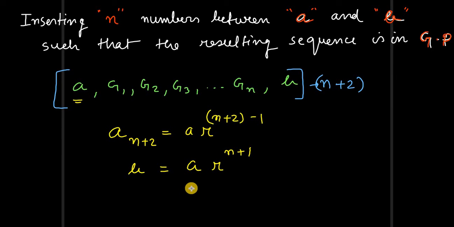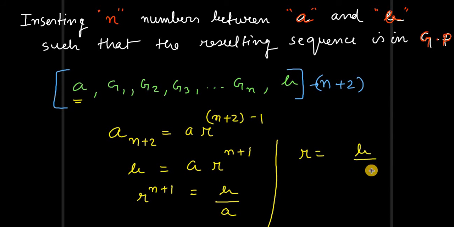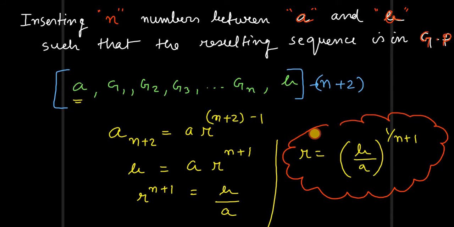Now we will find r from this equation, so that becomes r to the power n plus 1 equals b by a, right? Now r equals b by a to the power 1 by n plus 1. So what is our r? Our r is b by a to the power 1 by n plus 1. So let's find out the terms that we want to get, that is g1, g2, g3 and so on.